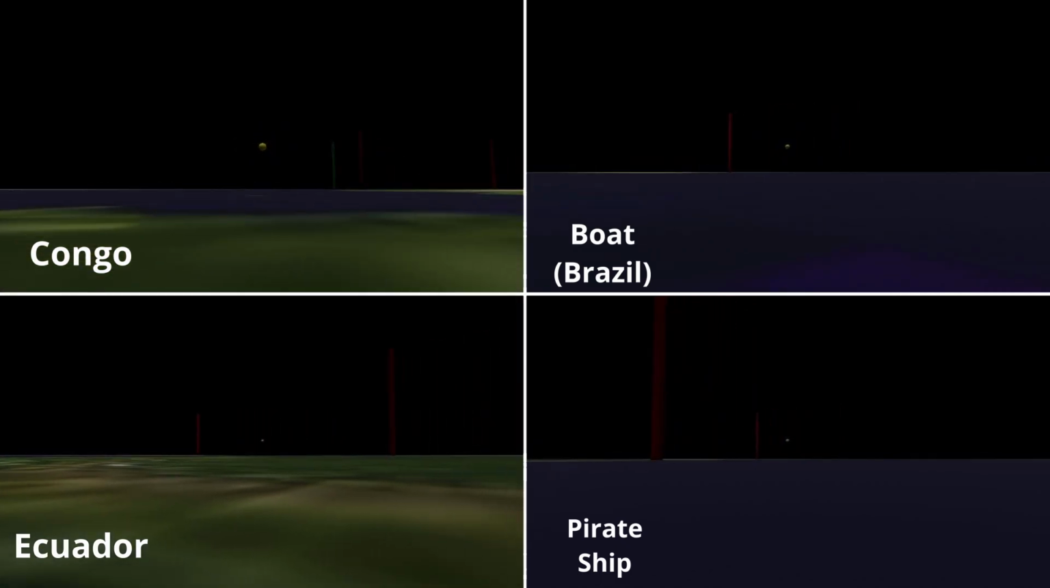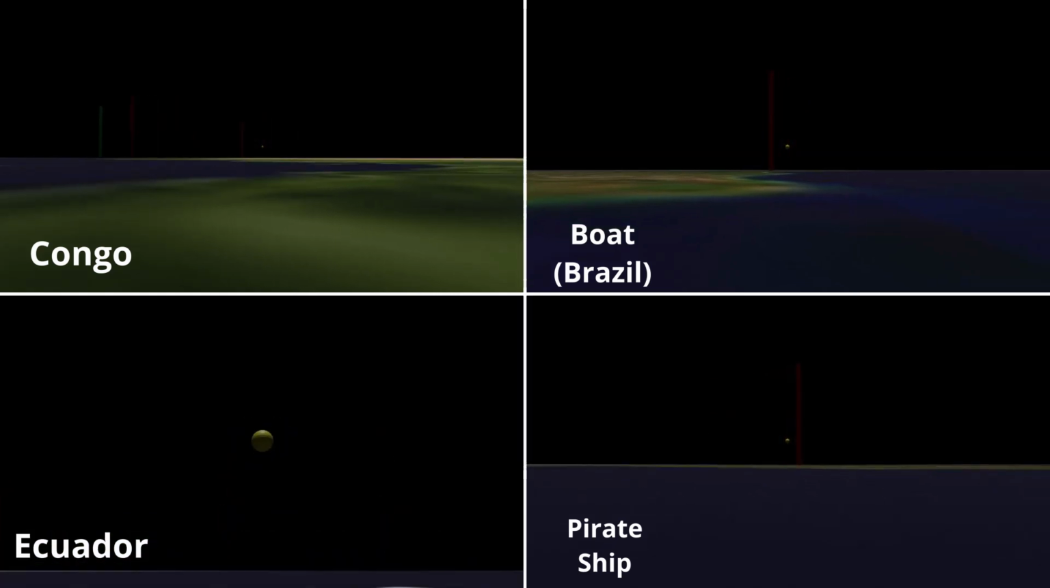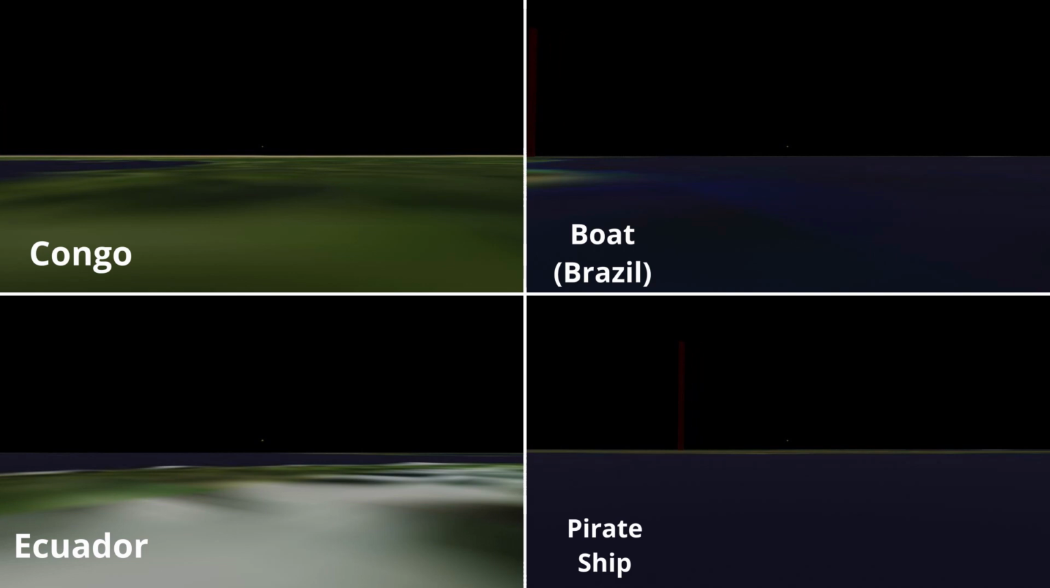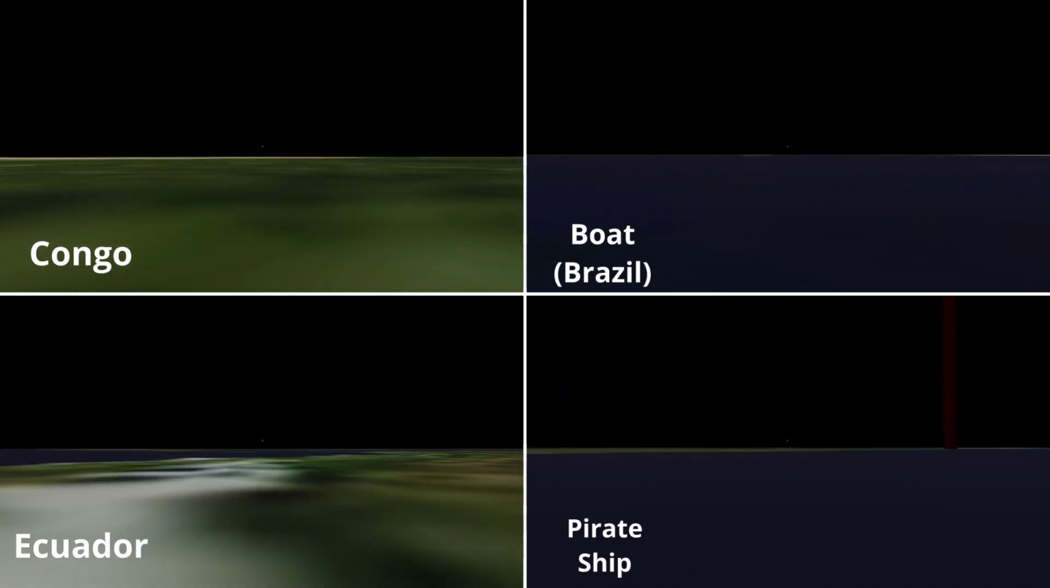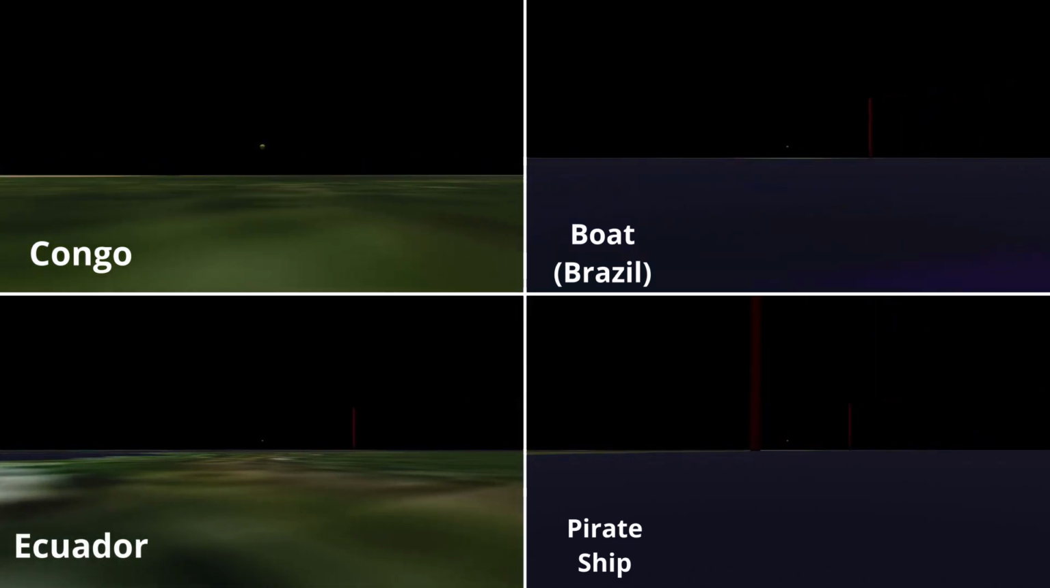Second panel, or top right, is the boat from Brazil, which is 3 hours behind Congo. Third panel, or bottom left, is the view from the equator, which is 6 hours behind Congo. Finally, the panel showing the view from my pirate ship, Globe Earth.